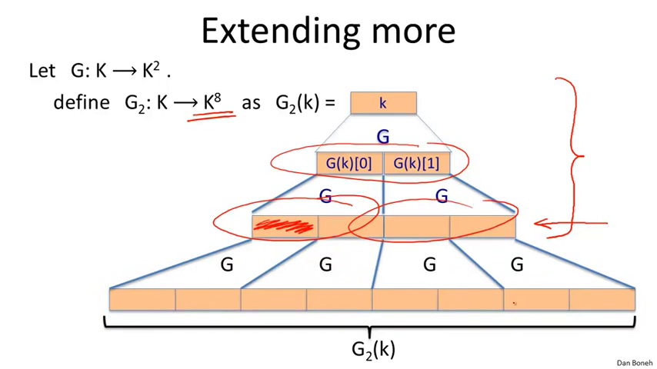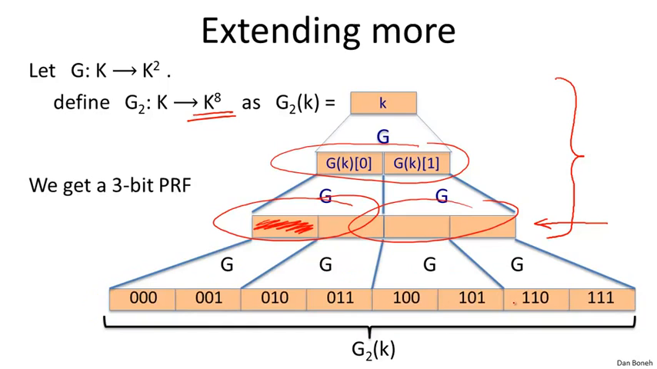So now we have a generator that outputs elements in K to the 8th. Now if we do that, basically we get a 3-bit PRF. In other words, at 0,0,0, this PRF would output this block, and so on and so forth, until 1,1,1, it would output this block. Now the interesting thing is that in fact this PRF is easy to compute. So for example, suppose we wanted to compute the PRF at the point 1,0,1. Okay, it's a 3-bit PRF. So 1,0,1. How would we do that?